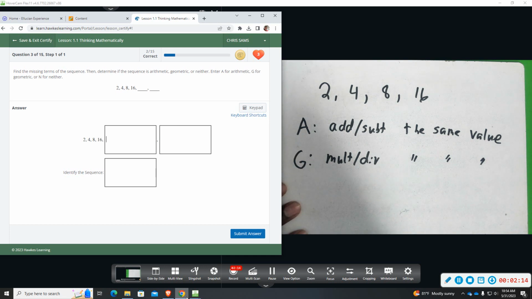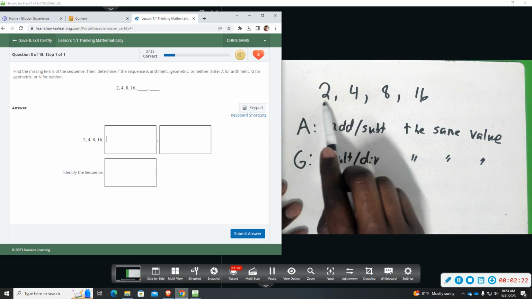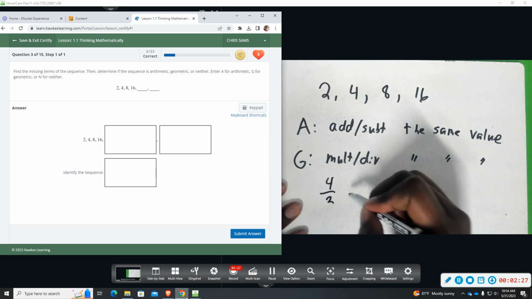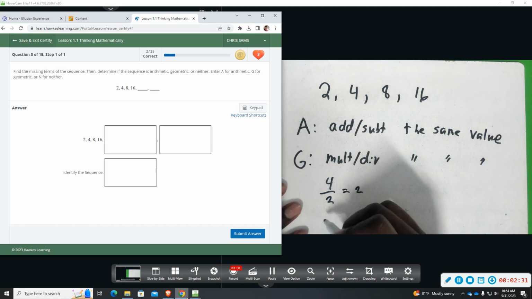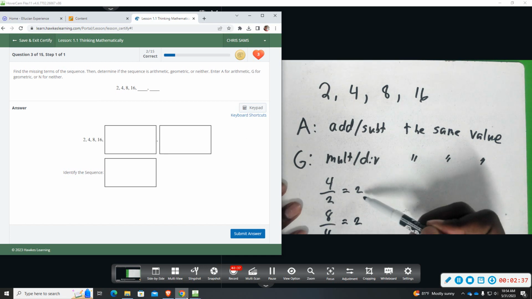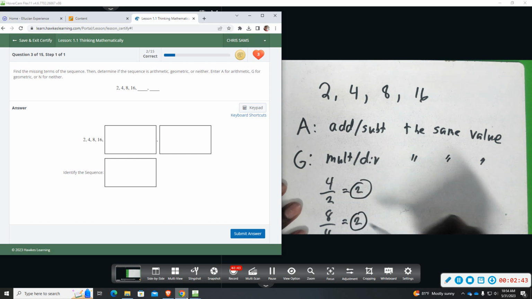Okay, so geometric says either I'm multiplying or dividing by the same value. So the way I figure that out is I'm going to divide these two. So I'm going to take the bigger and divide the smaller. So I'm going to do 4 divided by 2. That gives me 2. I'm going to do the next two numbers. I'm going to do 8 divided by 4. That gives me 2. Okay, so I divided twice and I got 2. So that means 2 is the common multiple, because I came up with it twice.